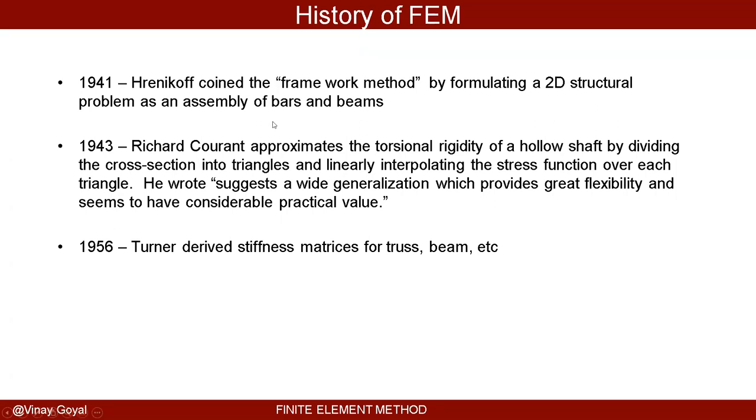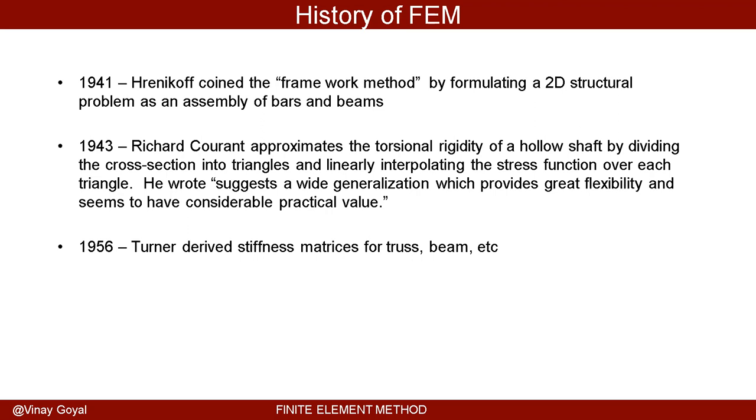The history of the finite element method is that it started with a framework method that was formulated using 2D structural problems as an assembly of bars and beams. In 1943, Richard Courant approximated the torsion rigidity of a hollow shaft by dividing the cross section into triangles and linearly interpolating the stress function over each triangle. He suggested that a wide generalization can be adopted for other problems because it provides great flexibility, and he found that it was of considerable practical value.